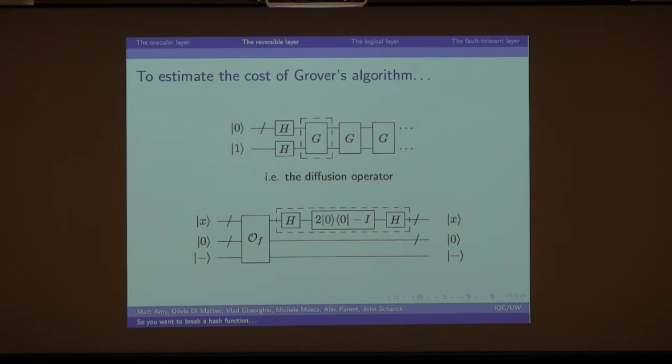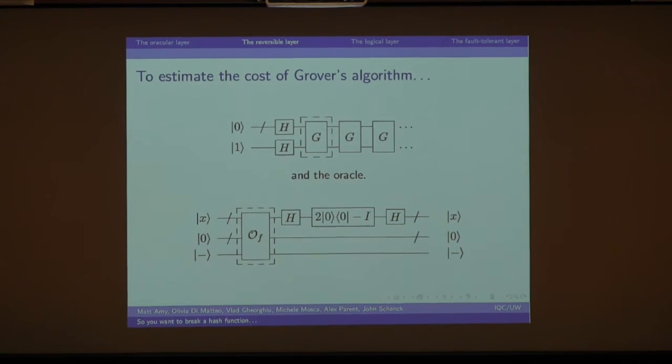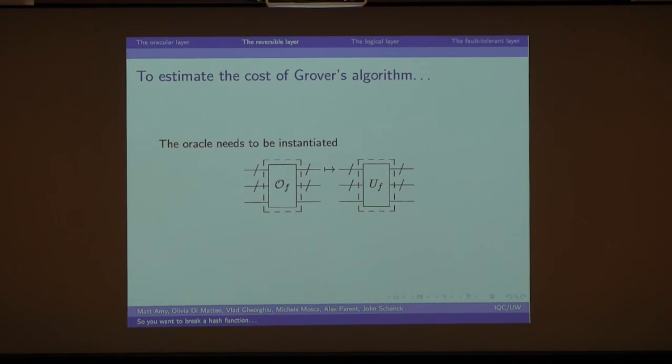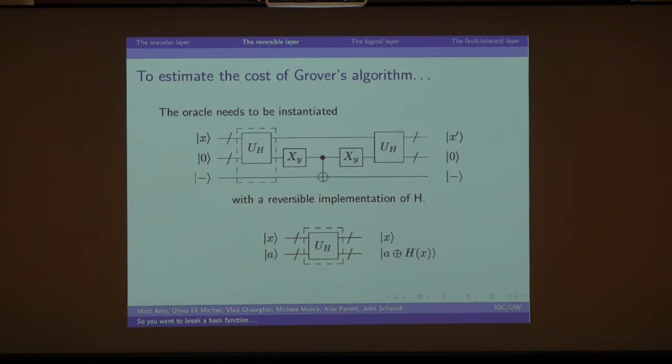Say you want to attack hash functions. What kind of computer should you build? Should you build a classical computer or a quantum computer, assuming both of those options are available to you? This is something that a bunch of us at IQC have been thinking about, and so I want to tell you about our cost estimates for quantum pre-image attacks.